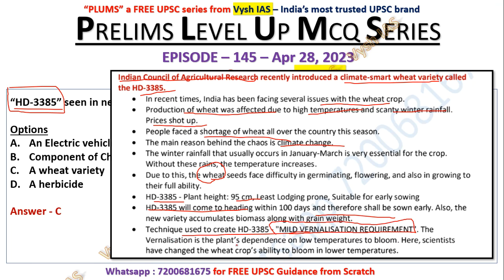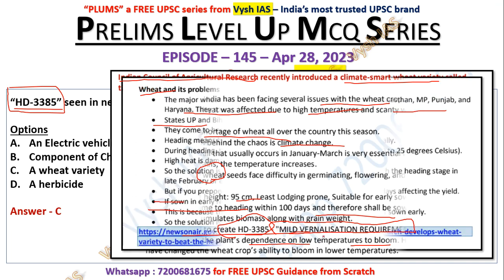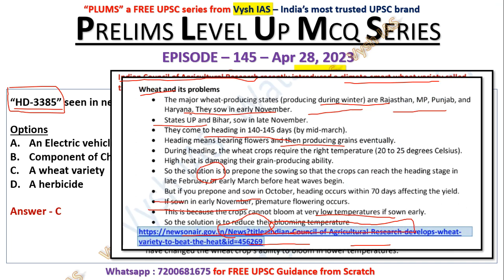Okay, vernalization is the plant's dependence on low temperatures to bloom. Here scientists have changed the wheat crop's ability to bloom in lower temperatures. So they have done some temperature related adjustment so that it can bloom properly or grow properly. So that technique is this mild vernalization requirement. Okay. So the major wheat producing states are Rajasthan, Madhya Pradesh, Punjab, Haryana, and they sow in early November, and the states UP and Bihar sow in late November.